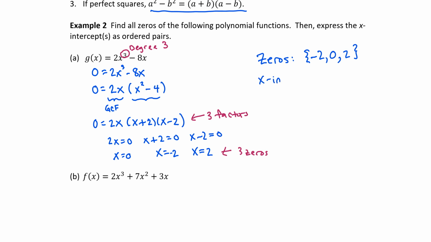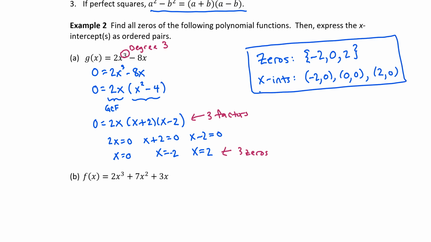Now, to make it official, to put these as x-intercepts, we're going to write them as ordered pairs. That is negative 2, 0, 0, 0, and 2, 0. So in the case of this degree 3 polynomial, we found 3 factors, which meant we had 3 zeros, and those zeros correspond to 3 x-intercepts. I could certainly verify that with my calculator by graphing the function and observing that it crosses the x-axis at those 3 points.